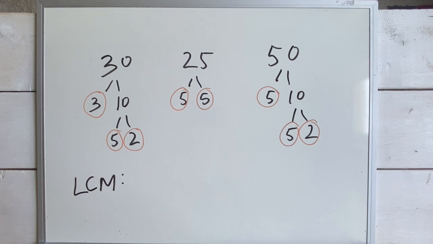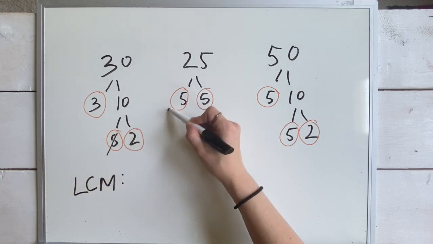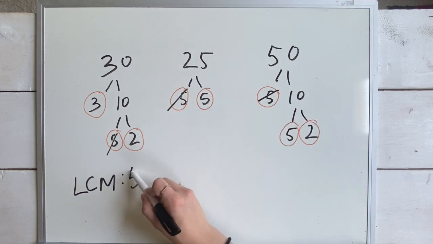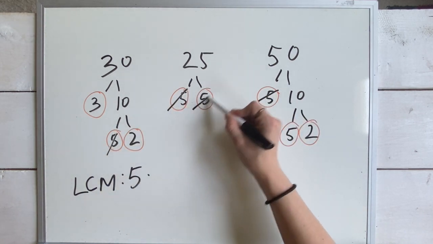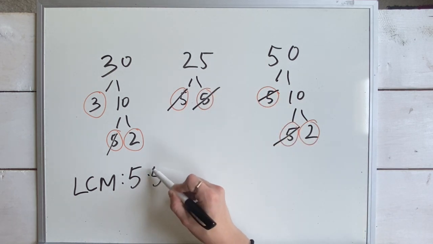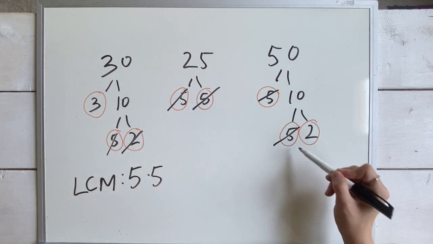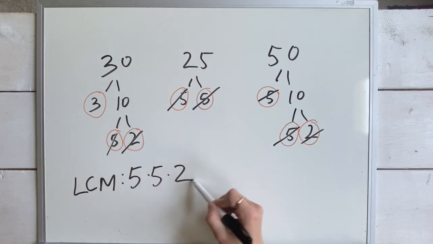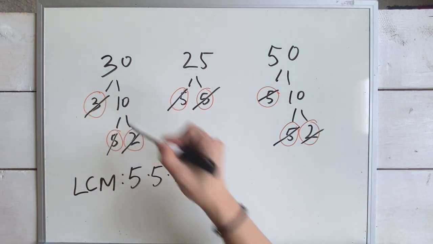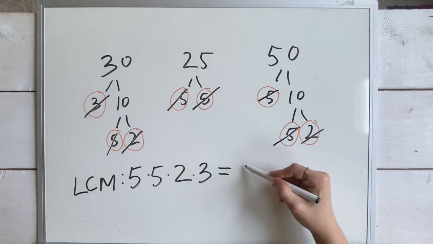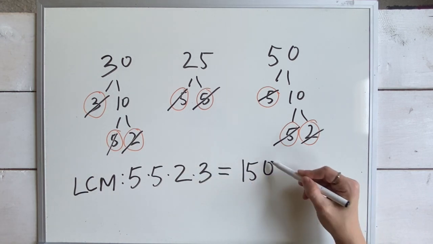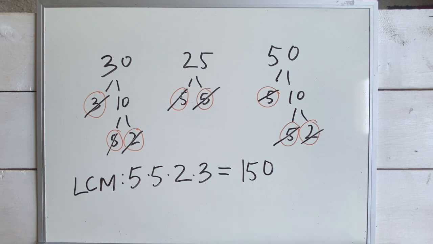So let's take a look. First we always start with the numbers that they share in common. So there's a 5, and a 5. We can write 1 5 this time. And here's another 5 and another 5. We can write 1 5 there. Next, we see a 2 shared across. And then lastly, we have to include that 3. So the least common multiple here is 150.